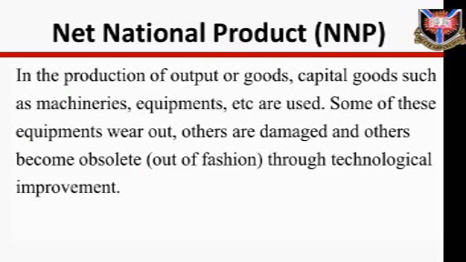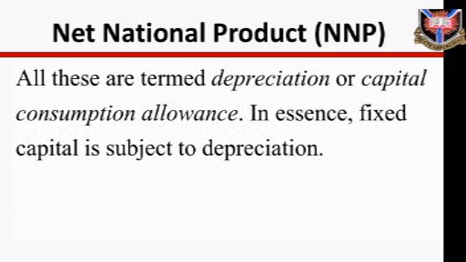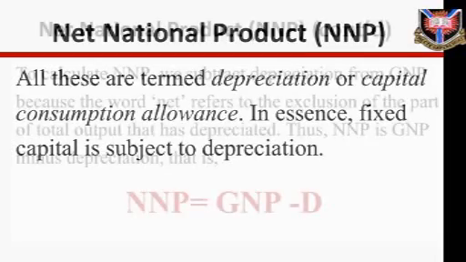Net National Product, NNP. It can be recalled that GNP includes the value of total output of a country. In the production of these output of goods, capital goods such as machinery, equipment, etc. are used. Some of this equipment wear out, their components are damaged or destroyed, and others become obsolete through technological improvement. All these are termed depreciation or capital consumption allowance. In essence, fixed capital is subject to depreciation.